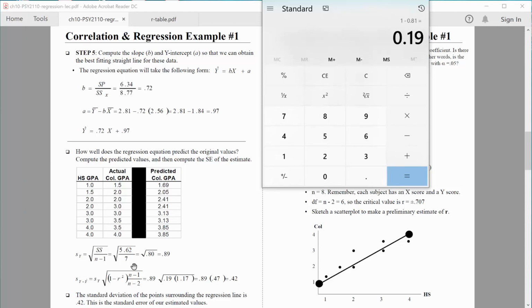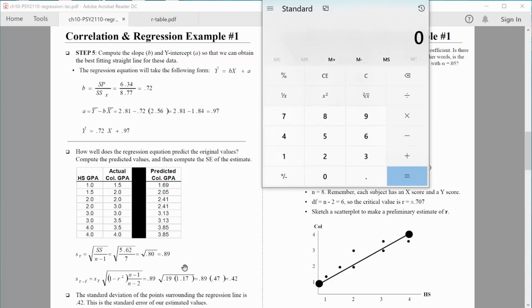This part of the formula is asking for n minus 1 divided by n minus 2. Our n equals 8. So we're going to need 8 minus 1, which is 7, divided by 8 minus 2, which is 6. 7 divided by 6. 7 divided by 6 equals 1.17. So that's where this value comes from right here, 1.17.